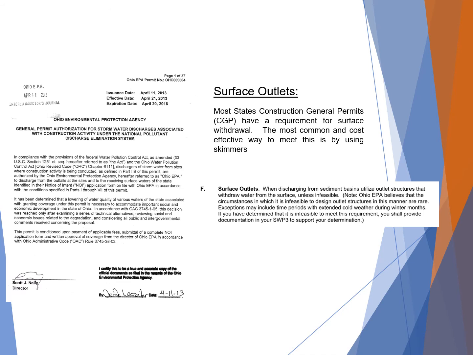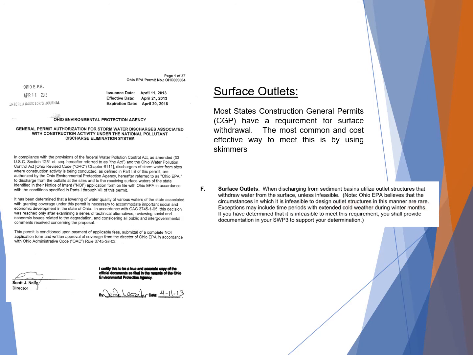In most states, the Construction General Permits, or CGP, have a requirement for surface withdrawal. The most common and cost-effective way to meet this is by using skimmers. Often what you'll find in the CGP is verbiage similar to the following about surface outlets. It says, when discharging from sediment basins, utilize outlet structures that withdraw water from the surface unless infeasible. Most states go further to say that they believe that the circumstances in which it is infeasible to design outlet structures in this manner are rare.